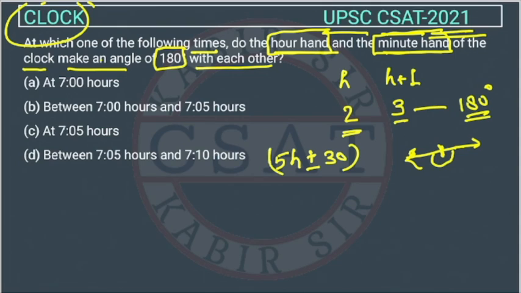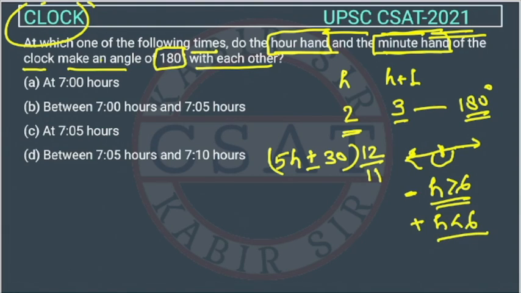Okay, and this will be 12 upon 11, right? So when we will use plus and when we will use minus: if h is greater than 6, then we will use minus, and we will use plus if h is less than 6, right? H means hour. Okay, like here between 2 and 3 we are trying to find out. So which one will we use? This, because h is less than 6, so we will use the plus sign. So this will be 5h plus 30. Okay, so I will show you how we are using it in this question.